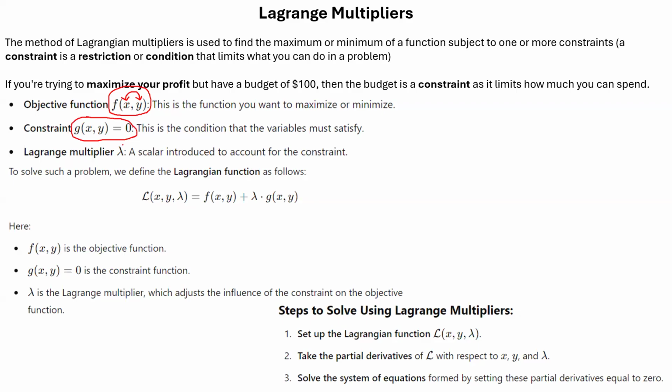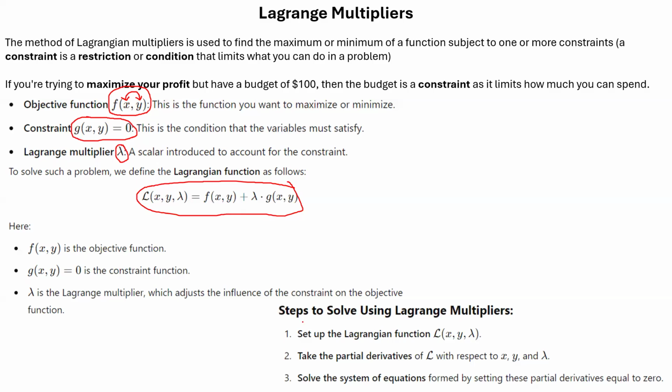And Lagrangian multiplier is a scalar introduced for the constraint. So using these Lagrangian multipliers, we will actually solve the x and y values with the constraints. So the overall function would be written this way. Lagrangian function of x, y, lambda is f of x comma y plus lambda into constraint. Okay. Here f of x, y is the objective function we know. g of x comma y equal to 0 is the constraint function. Lambda is the Lagrangian multiplier.